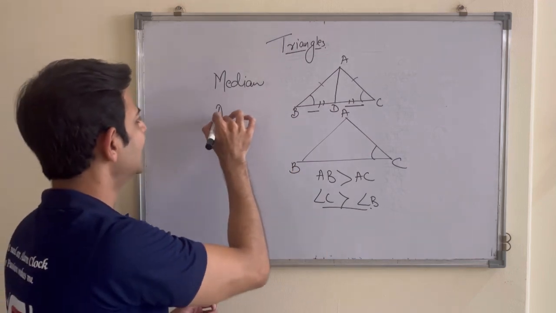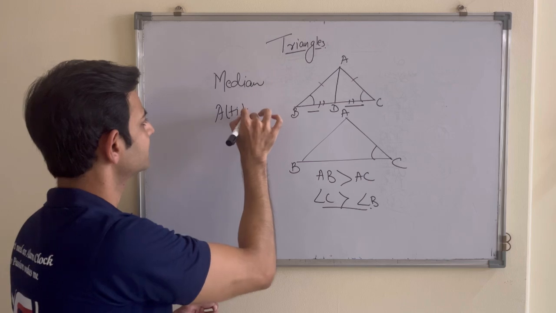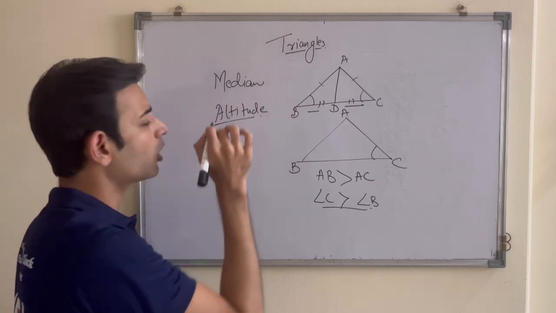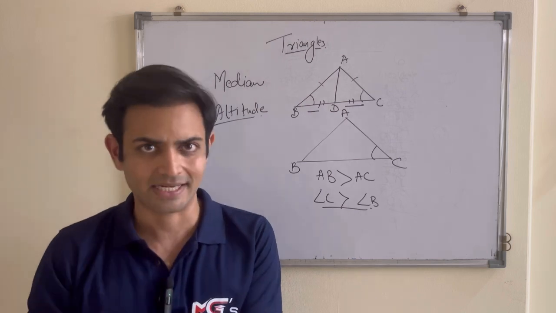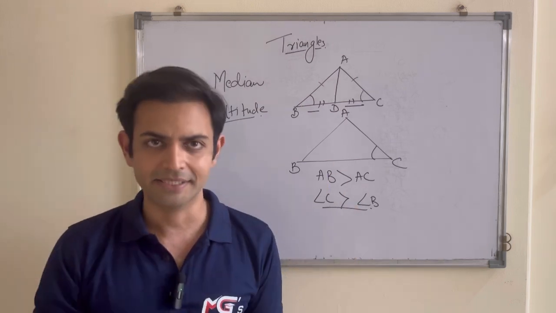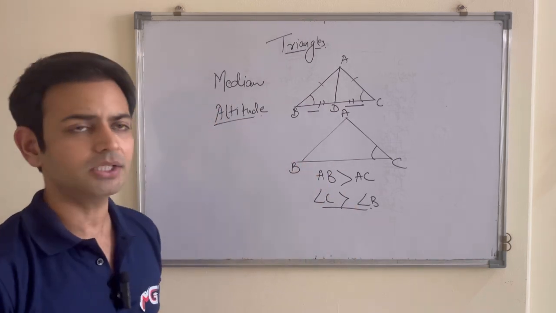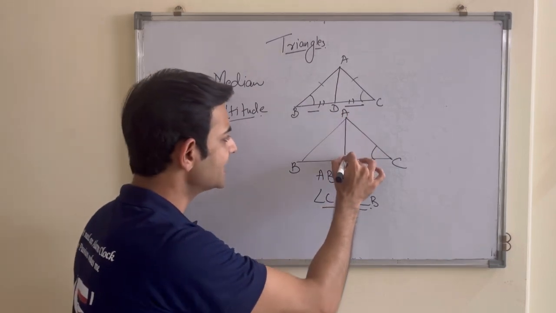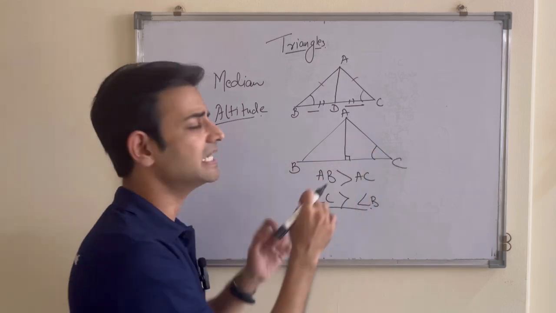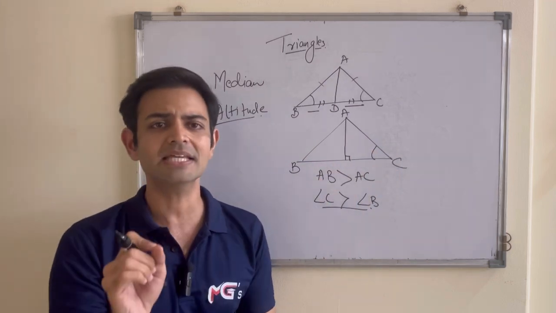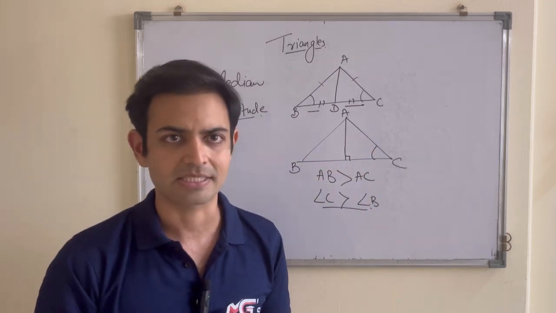Second is altitude. Kids often get confused with altitude and perpendicular bisector. So both are entirely different. In case of altitude, the altitude will just make 90 degrees. It will not divide BC into equal parts. It will just make an angle of 90 degrees.